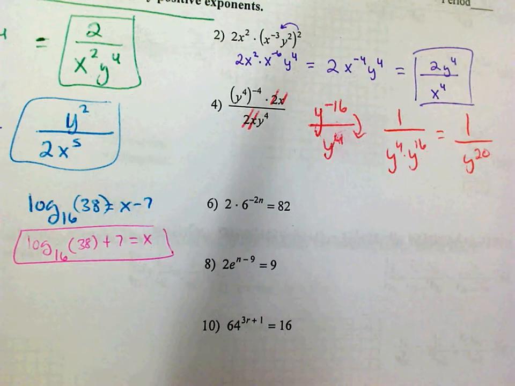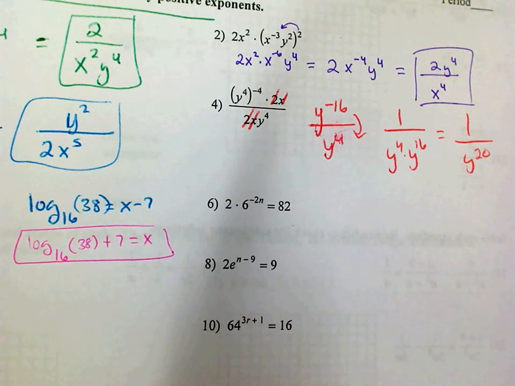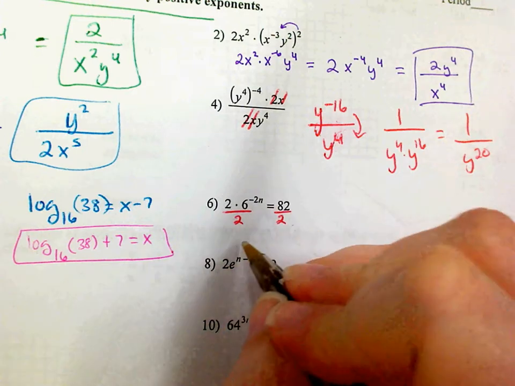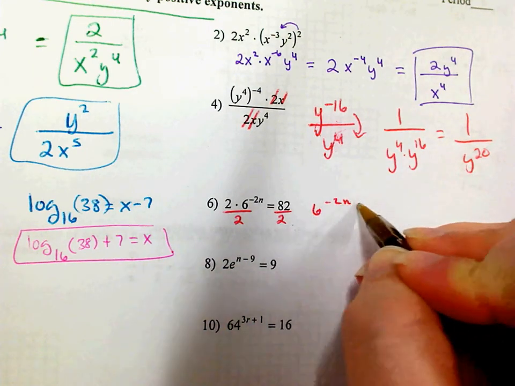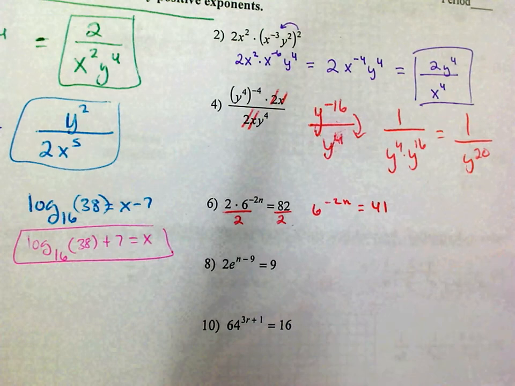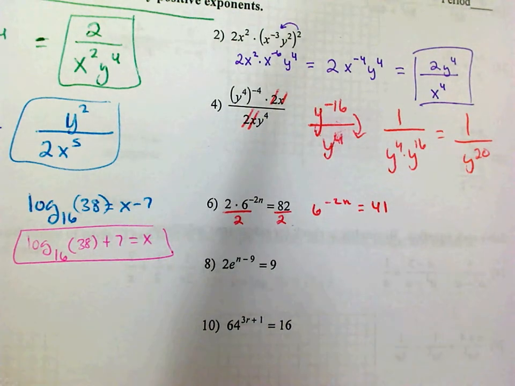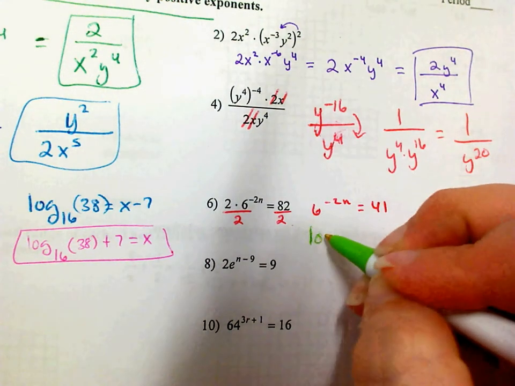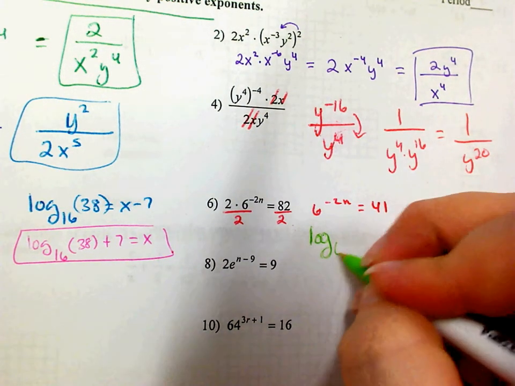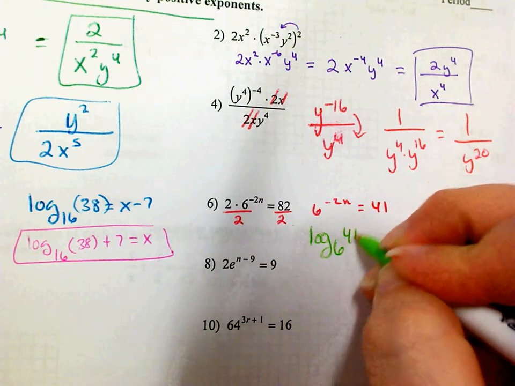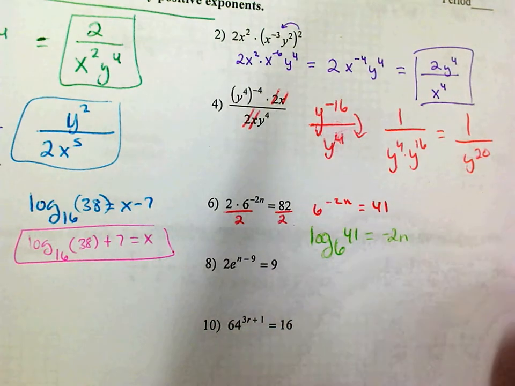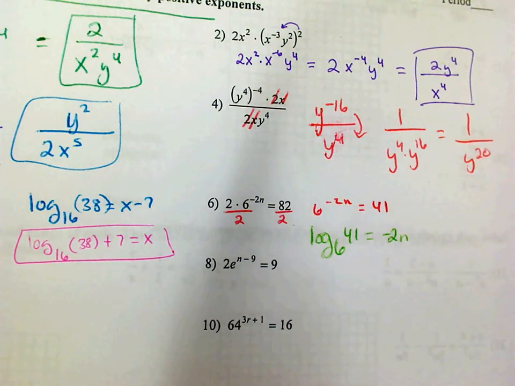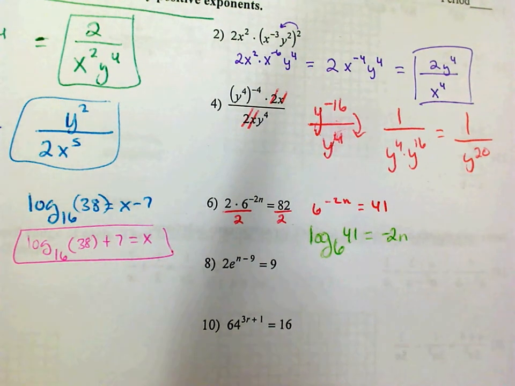Okay. On number 6, I want to solve for the exponential first. So I'm going to divide by 2. Right now I'm multiplying by 2, so divide. So I've got 6 to the negative 2n equals 41. I've got an exponential equal to a number, so convert. Log base 6 of 41 equals a negative 2n. Well, I want to solve for n. Right now I'm multiplying by a negative 2, so the opposite would be to divide by a negative 2. So I'm going to divide by a negative 2.